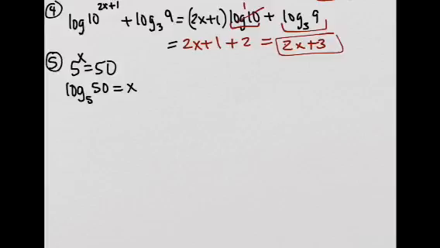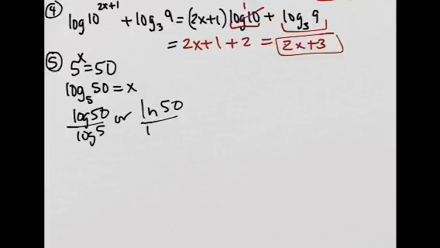X is in the exponent, so you've got to change it to log form. So that gives you log base 5 of 50 is x. So because we don't have a base 5 in our calculator, we change it to log 50 over log 5, or we could write natural log of 50 over natural log of 5. And so that's going to be approximately equal to 2.43 after you put it in the calculator.